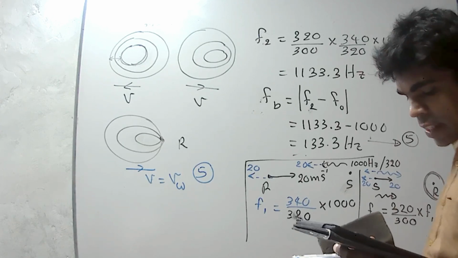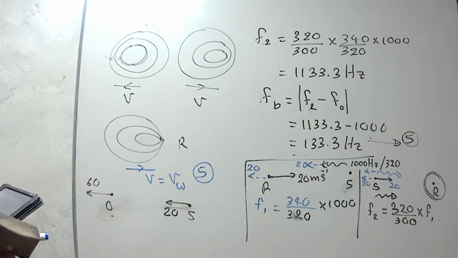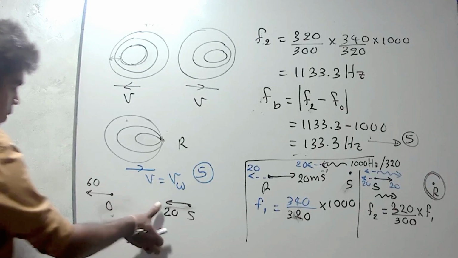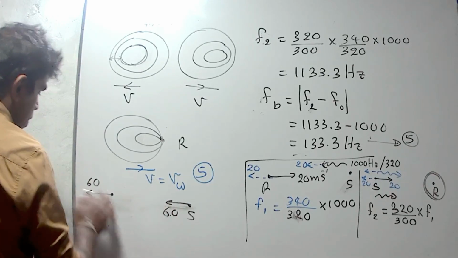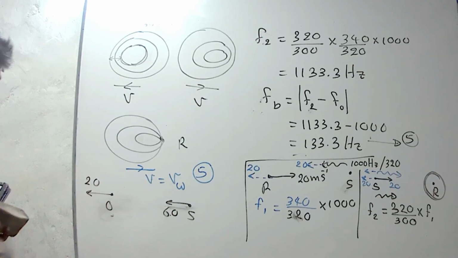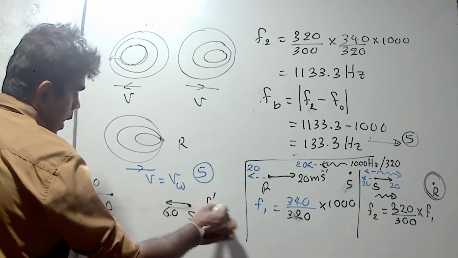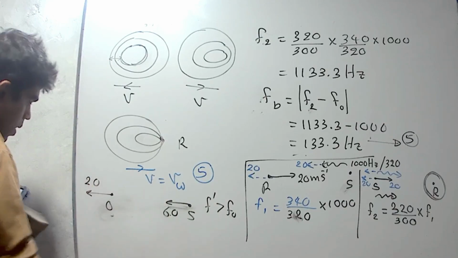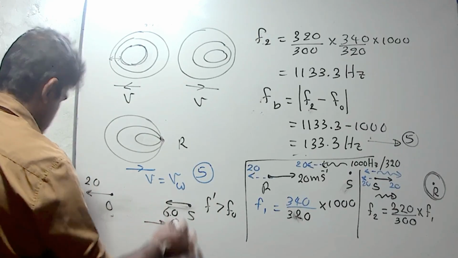In the fourth one, Vs minus 60, Vo minus 20. The gap is decreasing, therefore the apparent frequency should be greater than the real frequency. Then the answer should be 4.